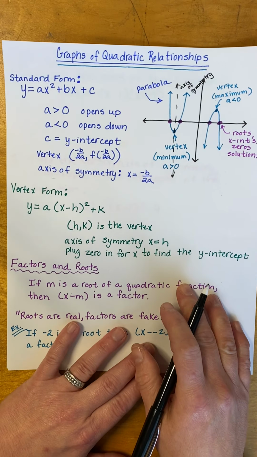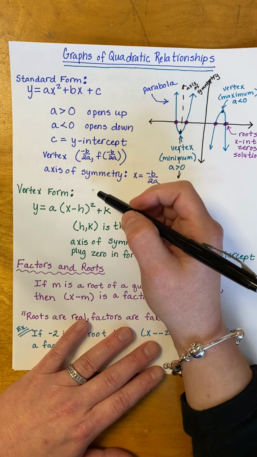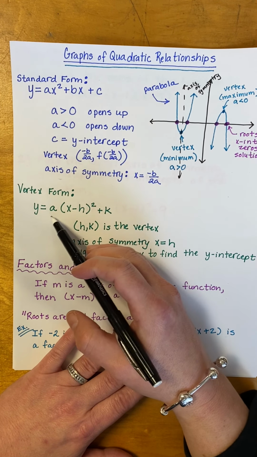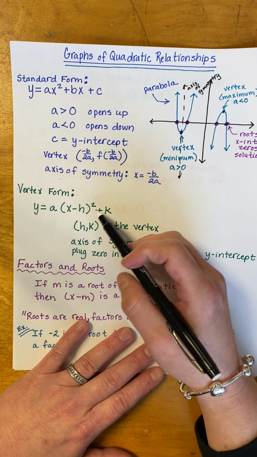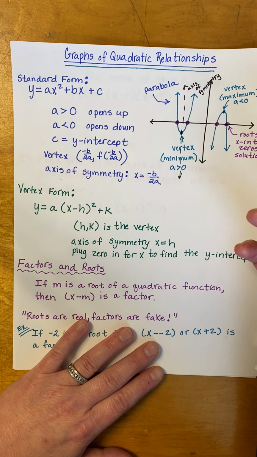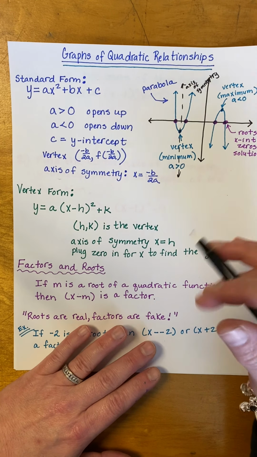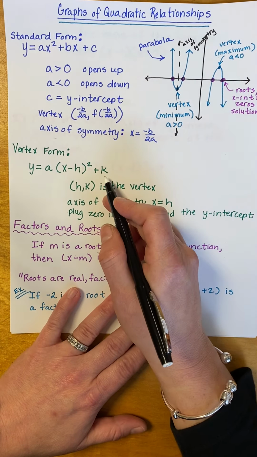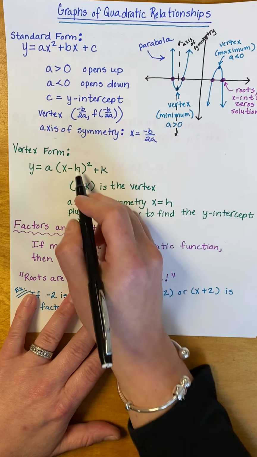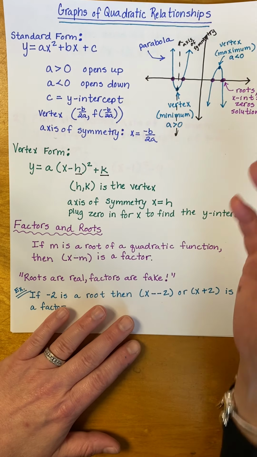All right, and there's another form, which is called the vertex form. The vertex form is y equals a times x minus h squared plus k. Really, the vertex form is good for nothing but the vertex. And then solving is also easier sometimes when it's in vertex form. So when it's in vertex form, (h, k) is where the vertex is at.